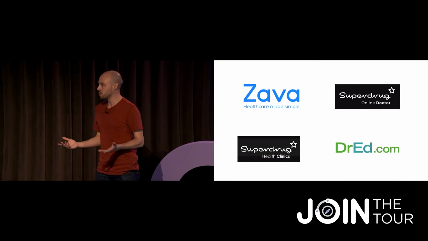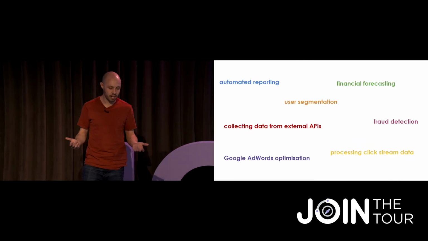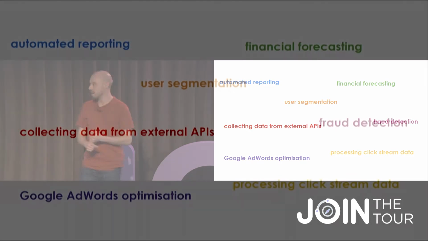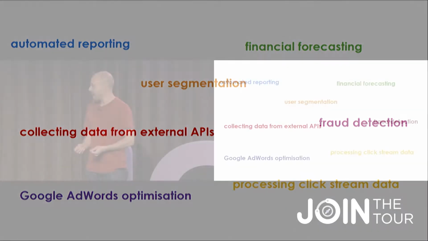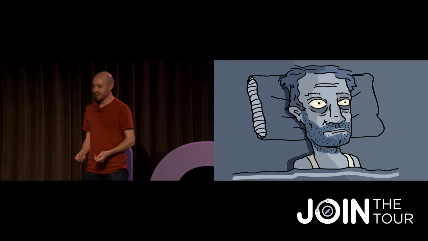The data team are responsible for many things, including collecting data from APIs, automated reporting, user segmentation. All of this stuff could go wrong and could result in bad data going out to the business. This keeps me up at night worrying. So, how have I dealt with this problem?